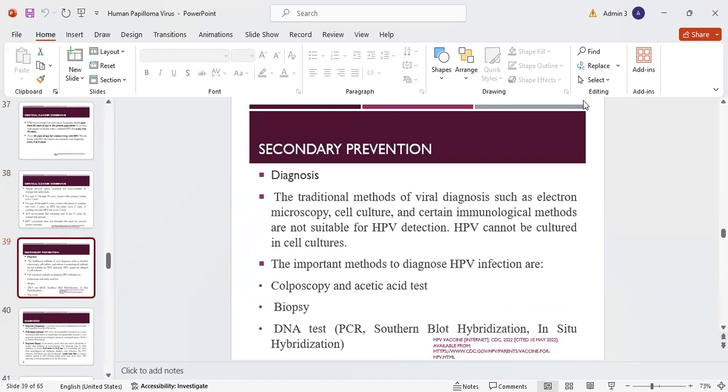Secondary prevention. Diagnosis. The traditional methods for viral diagnosis, such as electron microscopy, cell culture, and certain immunological methods, are not suitable for HPV detection. HPV cannot be cultured in cell culture. The important methods for the diagnosis of HPV infections are colposcopy, acetic acid test, biopsy, DNA test, PCR, Southern blot hybridization, and in situ hybridization.